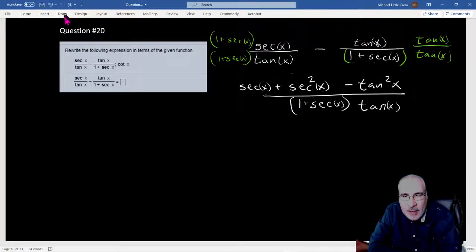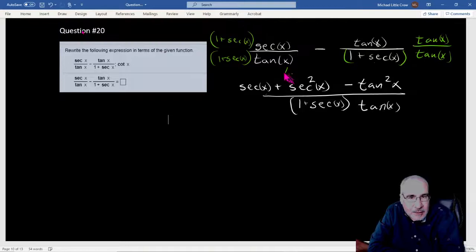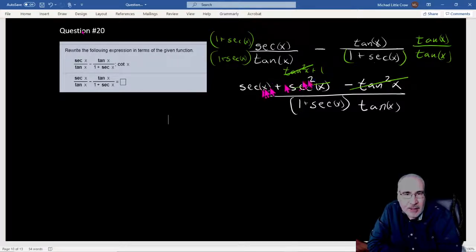I don't want to keep rewriting, so I'm going to replace secant squared with tangent squared plus 1. So that's been the replacement. I sneaked that in there. I've got a plus tangent squared and a minus tangent squared, right? So that minus that is 0. Looking good. Then I've got a secant x plus 1 and a 1 plus secant x. Addition is commutative, so I'm going to rewrite this one up here as 1 plus secant x, so it's a little clearer what's happening.